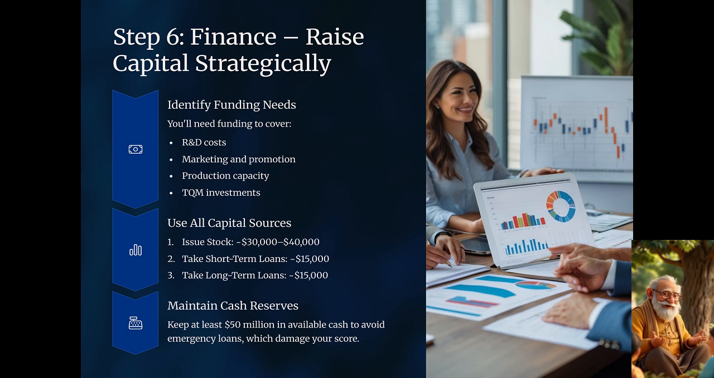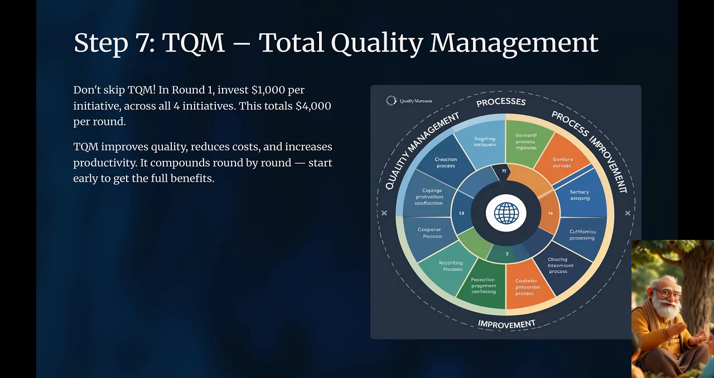Step 7. TQM, Total Quality Management. Don't skip TQM. In Round 1, invest $1,000 per initiative, across all 4 initiatives. This totals $4,000 per round. TQM improves quality, reduces costs, and increases productivity. It compounds round by round. Start early to get the full benefits.